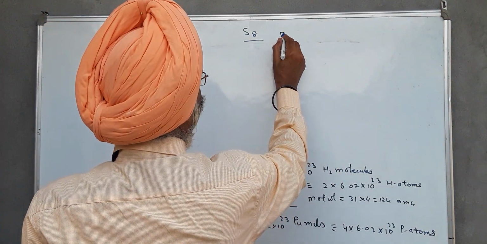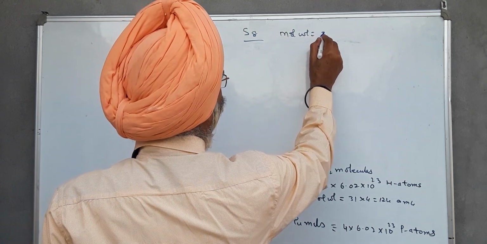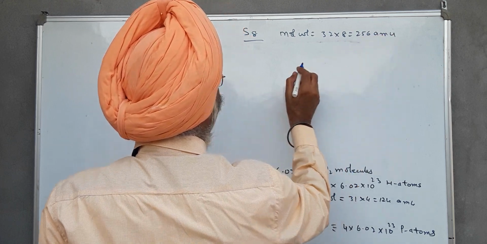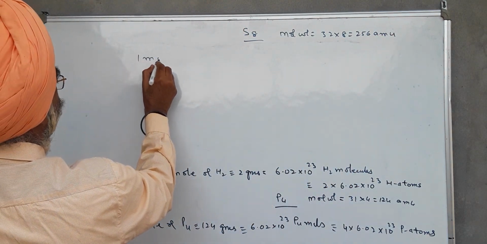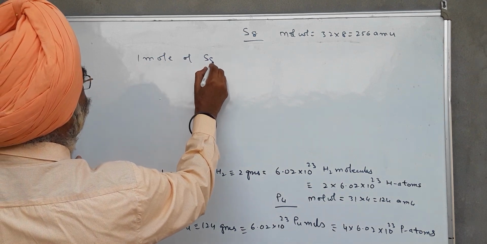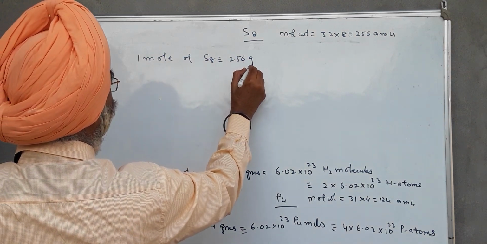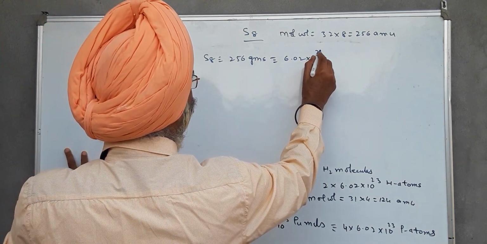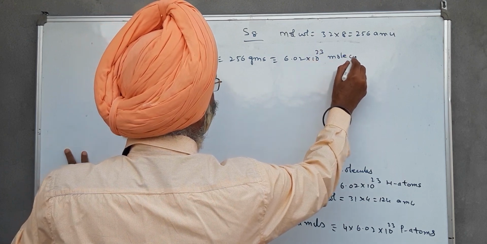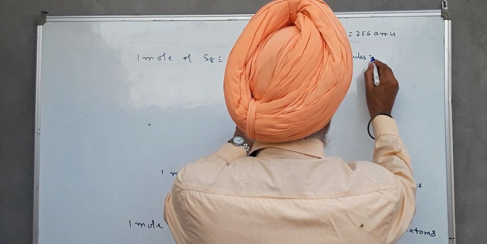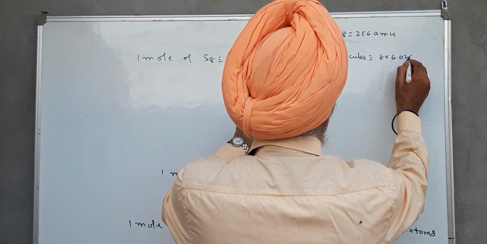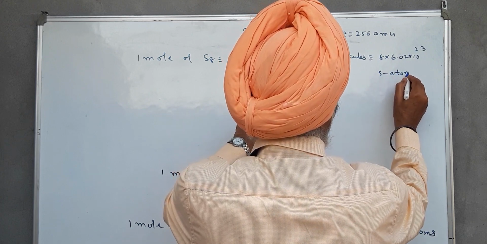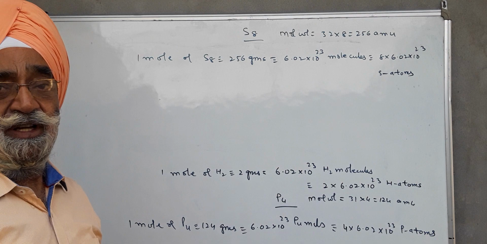S8, its molecular weight, 32 into 8, 256 AMU. So, 1 mole of S8, 256 grams, 6.02 10 raised to the power 23 molecules, and of course 8 into 6.02 10 raised to the power 23 sulfur atoms.